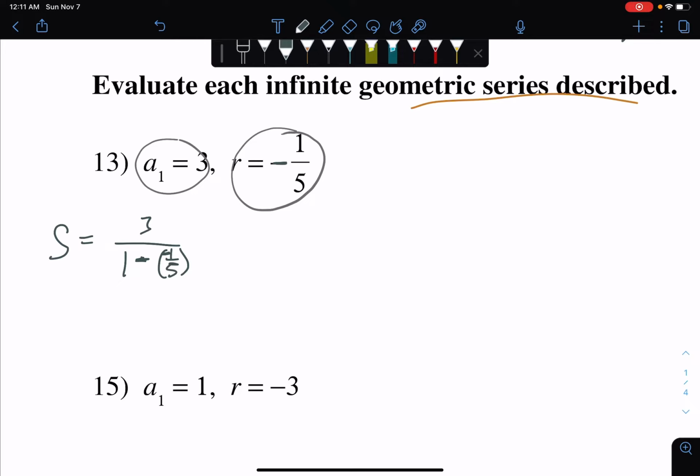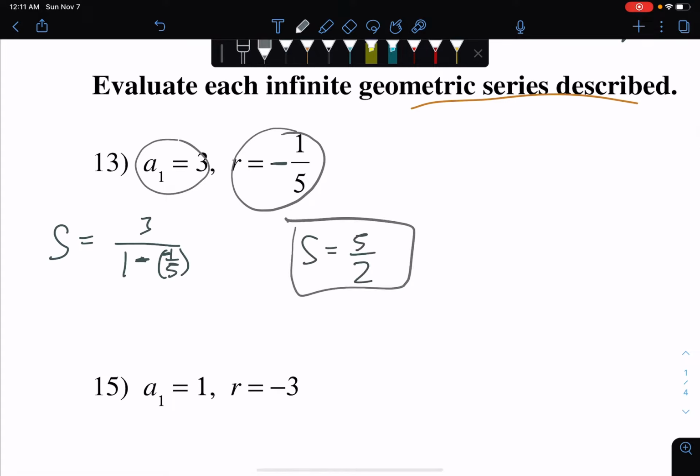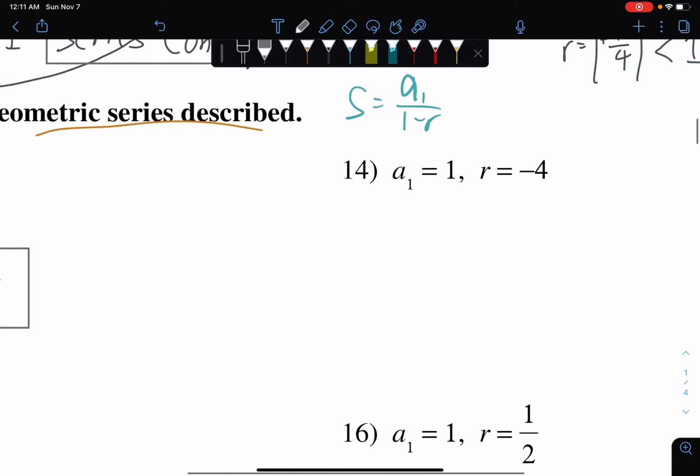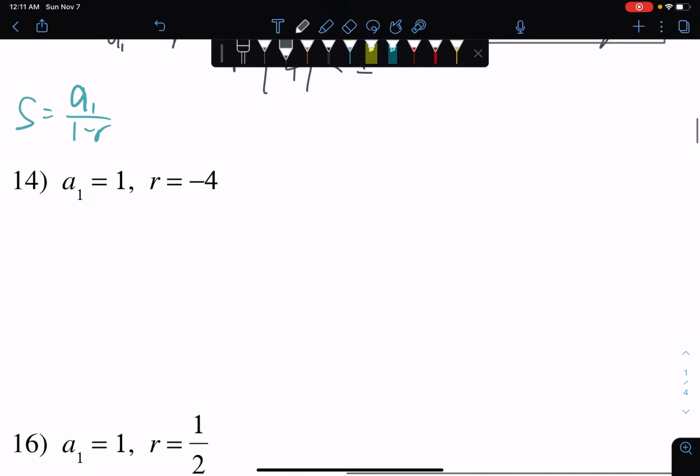3 divided by 3 over 1 minus negative 1 over 5. Place that in the calculator, we get 5 over 2. So that's how we calculate the sum for an infinite geometric series. Let's move to number 14.